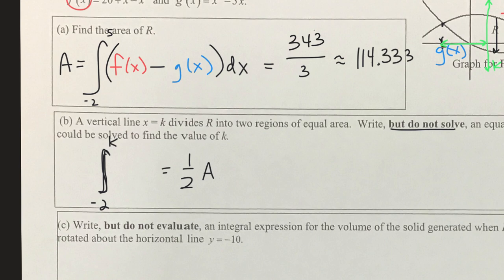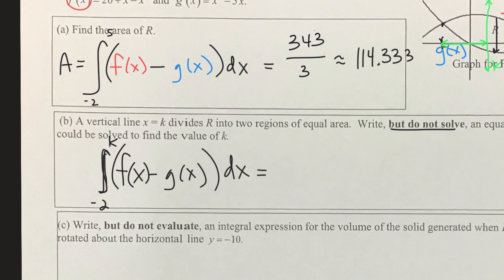Okay, so let's see, what can we do to make this look better? Negative 2 to k of your function, right? We had f of x minus g of x dx equals, maybe we just write 343 divided by 6, right? Because when you multiply 343 thirds times 1/2, we get 343 sixths. So maybe that would be the best way to write it. Write but don't solve an equation. So from negative 2 to k, we have your left endpoint to some random x value, k, where your function's area is half of what it was up here. Okay, I think I like that.